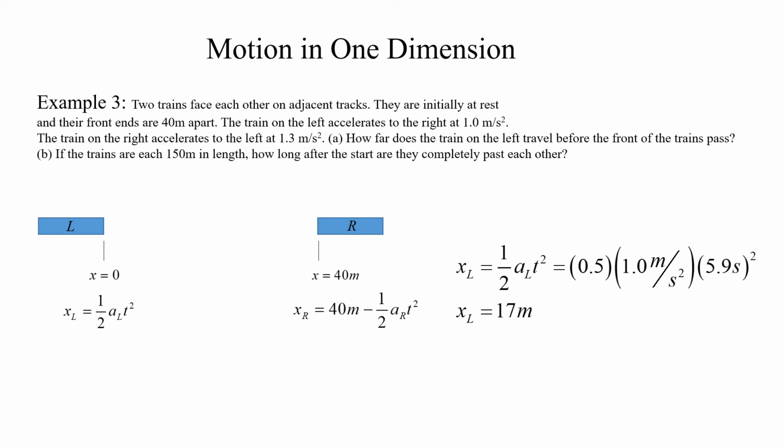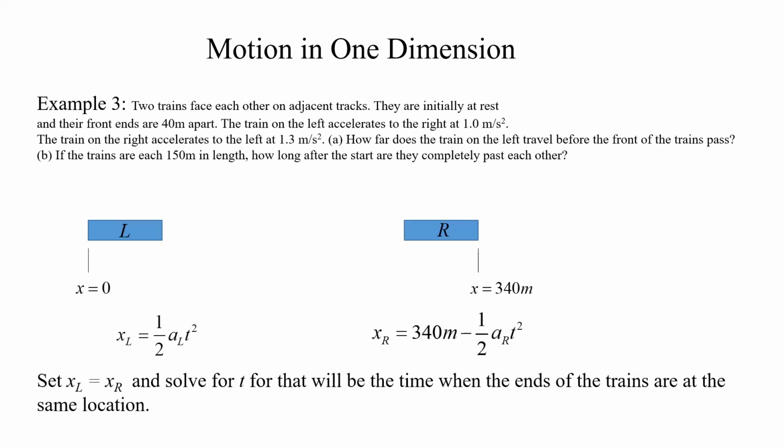Now the next part of the question, we want to find how long it takes for them to pass each other. Well, now we've done this part, that should be easy. All right, now we want to get part B of this problem. If the trains are each 150 meters in length, how long after the start are they completely past each other? Well, the trains pass each other when their back ends occupy the same spot at the same time.